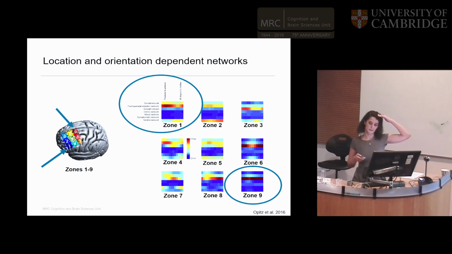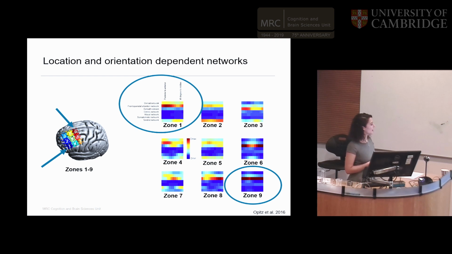Now, if we just focus on zone 1 and we look at the columns, so that's how we're holding the TMS coil, you can see that just going across any of those rows, say frontoparietal attention network, the colors are changing, indicating that you're more or less likely to hit the network depending on the angle that you hold the coil. So this is really important, and the navigation system in the scanner is going to help us improve that accuracy.